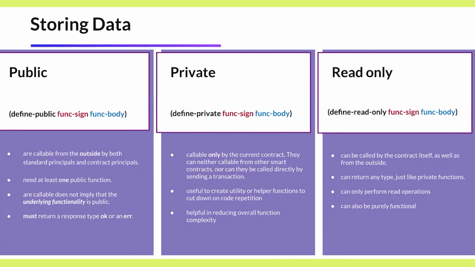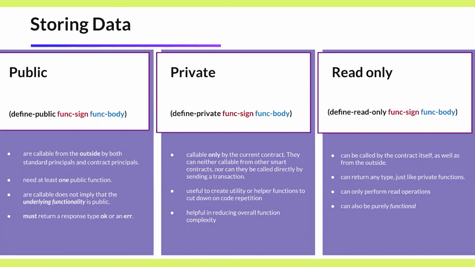Then we have read-only functions, which can be called either by the contract itself or from the outside. And like the name implies, they are used just to read some value. So they can only perform read operations. You cannot do any kind of write operation or changing any kind of state within a read-only function. Clarity will throw you a little error and tell you that you can't do that.